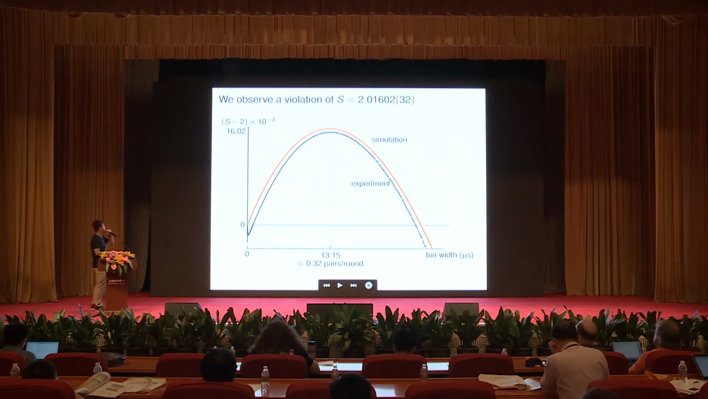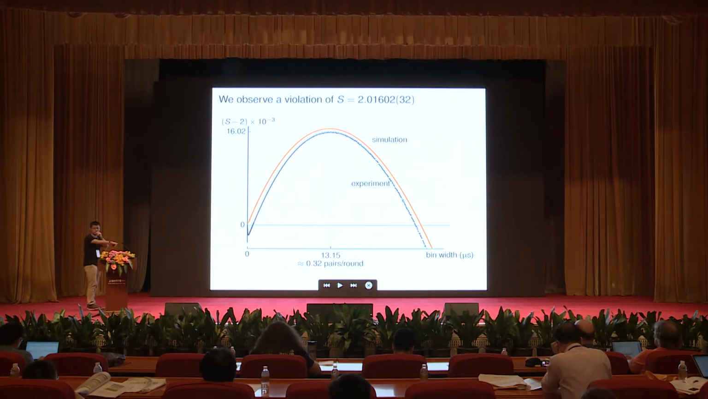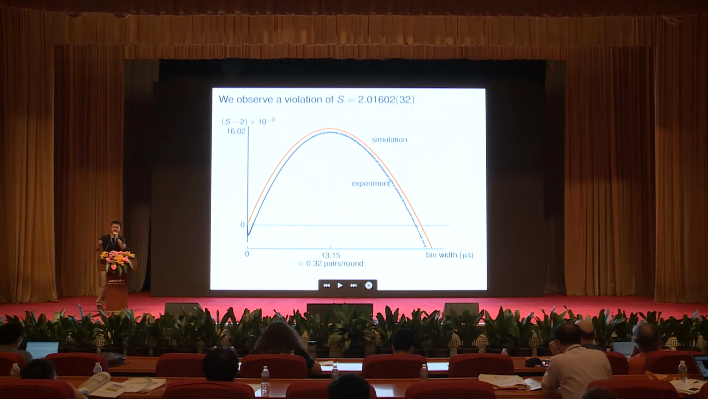Then we get the highest violation around 30.15 nanosecond bin width, and the S value is about 2.016, which is the highest for a photonic system in a Bell test without the detection loophole. We can also see at the corner, close to 0 bin width, it no longer violates the Bell inequality. That's because our detector has about 200 nanosecond jitter. So when the binning size is too small, the jitter misleads the photon into a wrong bin, making it no longer a violation of the Bell inequality.